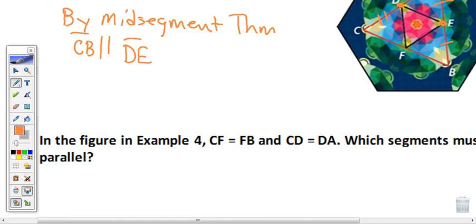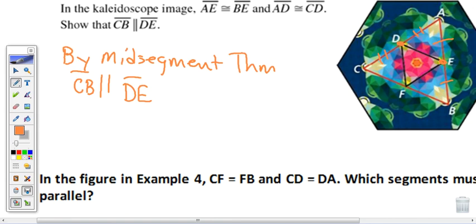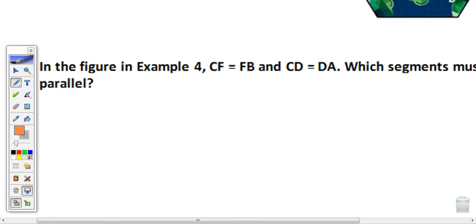So it says in the figure example, CF is equal to what, kids? CF is equal to FB. I'm going to get rid of these marks up here, but CF is equal to FB right here. These two are equal, CD and DA right here. So which two lines must be parallel, kids? DF with what? AB. DF and AB. Back.